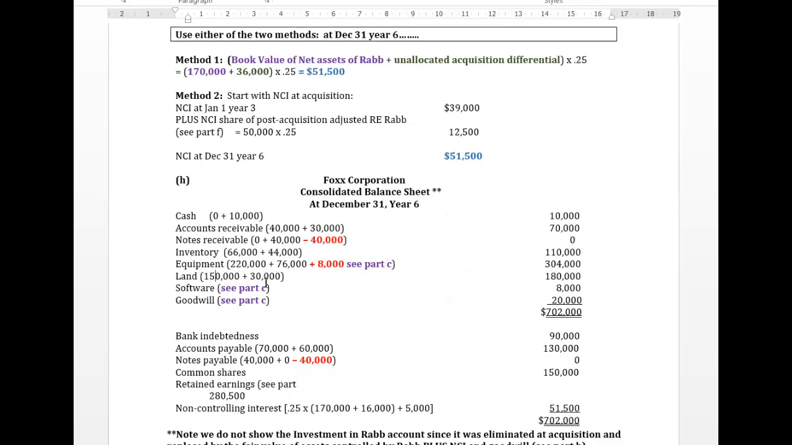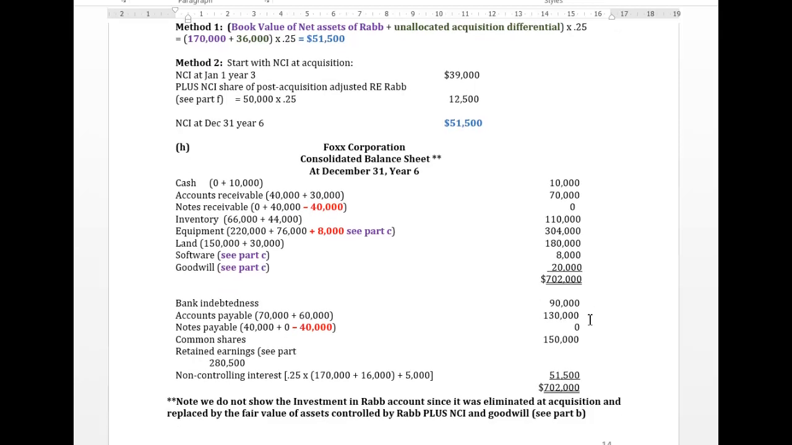The land, nothing happened to that. We had the land of Foxx added to the land of Rabb, right? That's 180. The software, again, that's what's been unamortized of the increment, 8,000. And the goodwill, again, we have the recoverable amount of 20,000. If we add up all these amounts, we're going to get 702,000 for our total assets on the consolidated balance sheet.